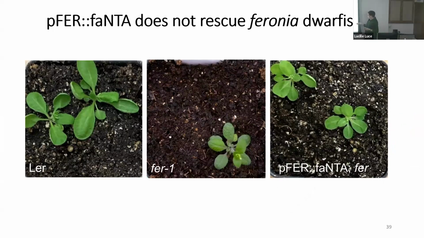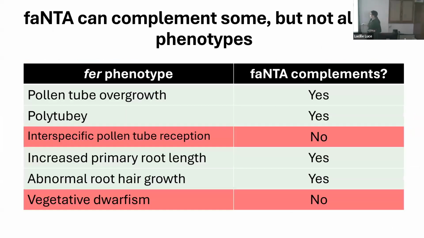Finally, another phenotype of Feronia is that the plants are dwarfed. That phenotype could not be complemented by either Feronia-driven FA Nordia or 35S-driven FA Nordia. From this, we conclude that some, but not all, Feronia phenotypes can be complemented. Pollen tube overgrowth, polytubey from the septum, primary root length, and abnormal root hair growth can, but interspecific pollen tube reception and vegetative dwarfism cannot. So what we think is that this Swiss Army knife Feronia does some things that need calcium downstream and some that don't. The ones that need calcium, we can bypass with an MLO.